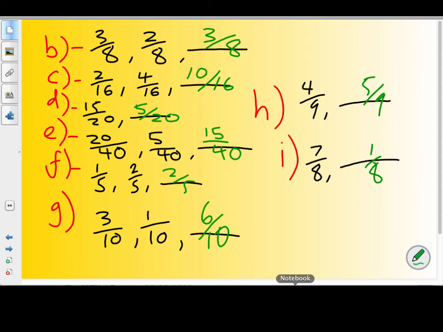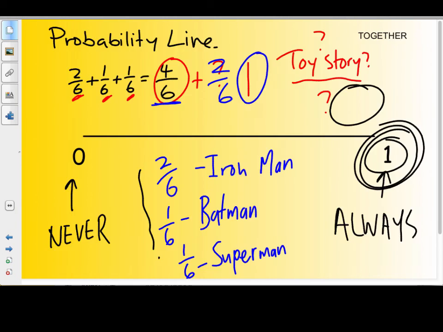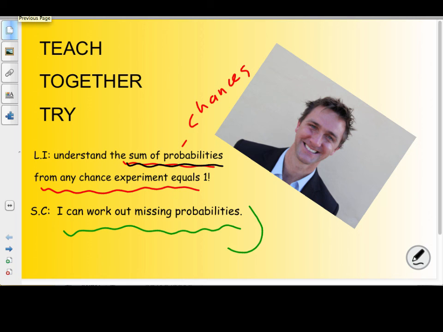And of course, if you add all these up, they should equal the magic number 1, which means always when we talk about chance, 100% probability. It's definitely going to happen. Thanks guys, this has been Teach Together Try, and I hope you have understood that the sum of all probabilities or chances from any chance experiment equal 1.